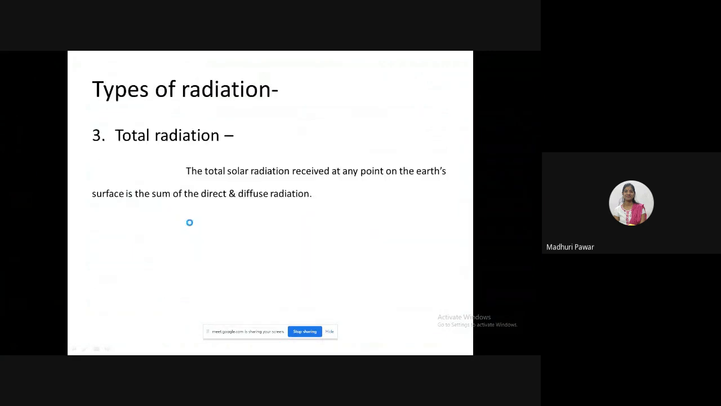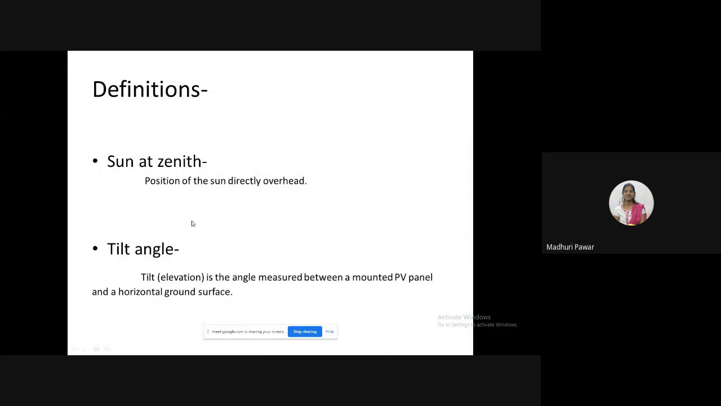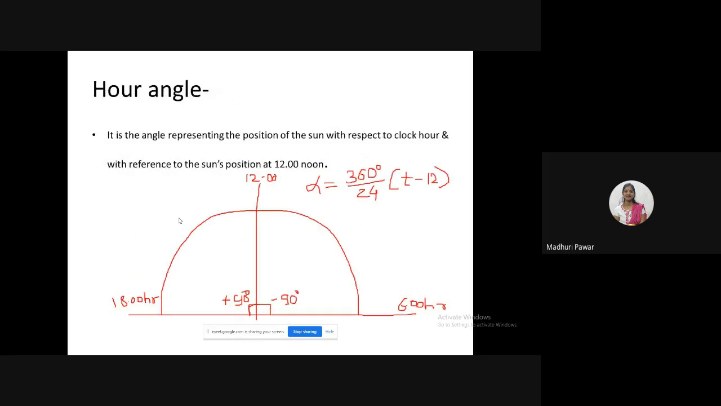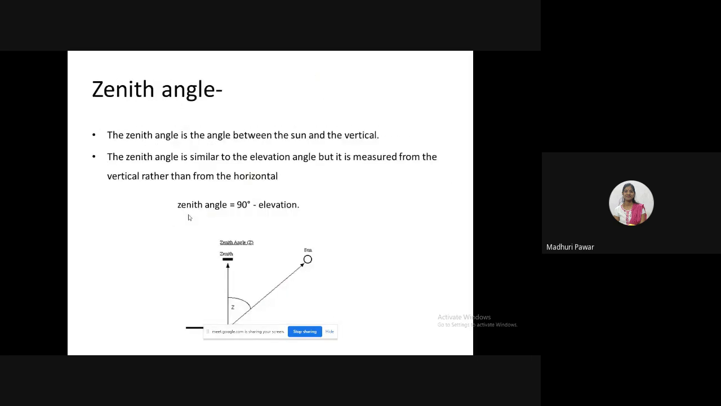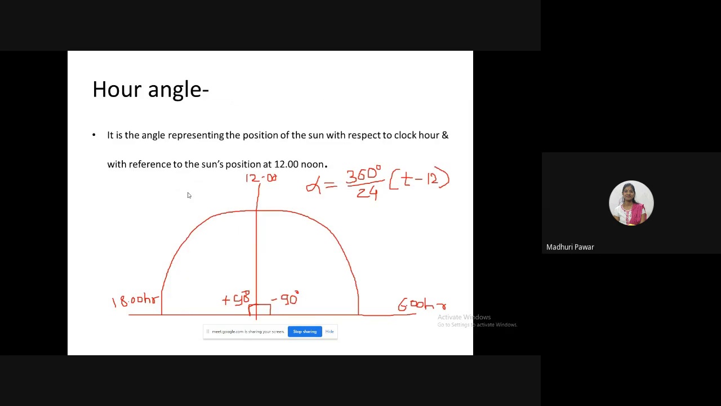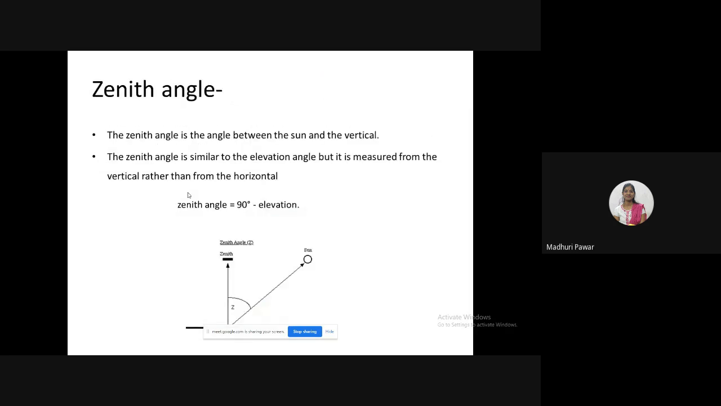In the last session, we saw various types of radiations and some definitions related to solar energy. In this session we are going to see zenith angle, solar azimuth angle and hour angle. The zenith angle is the angle between the sun and the vertical. So we saw tilt angle.